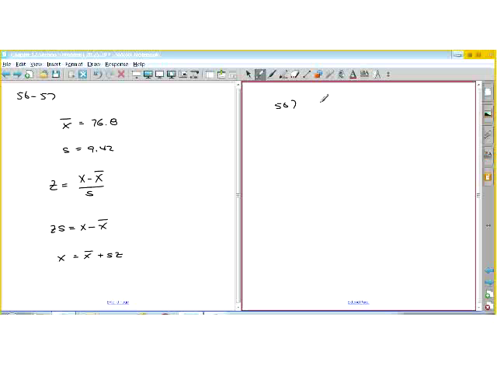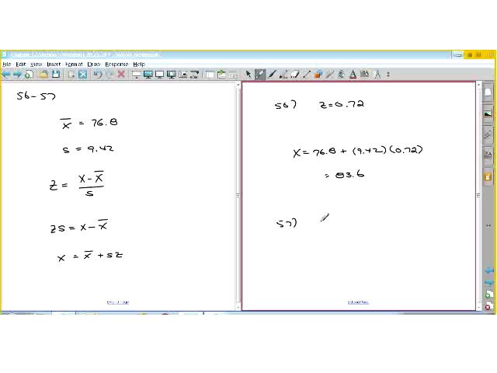So knowing that, all we have to do is 56. We are given z is 0.72. So the value is the mean, 76.8, plus s, which is 9.42, times z, which is 0.72. And since z is positive, we should be more than the mean. 76.8 plus 9.42 times 0.72 is 83.6, which is the answer.